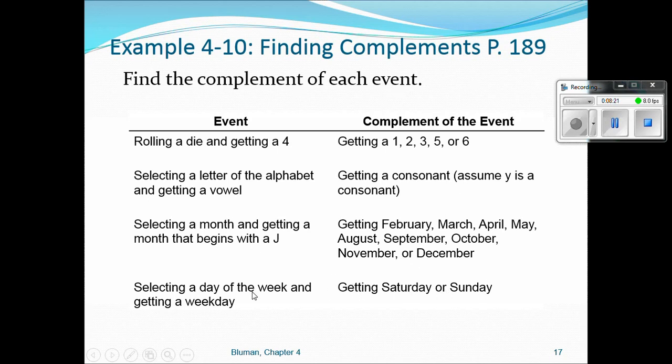Now, notice when you combine the two, you are getting everything. Selecting a weekday, so Monday, Tuesday, Wednesday, Thursday, Friday, and Saturday or Sunday, that's every day in the week. If you roll a die and get a 4, or get a 1, 2, 3, 5, or 6, that's every possibility. So the event and the complement of the event always have to include everything possible. Make sure you understand that.